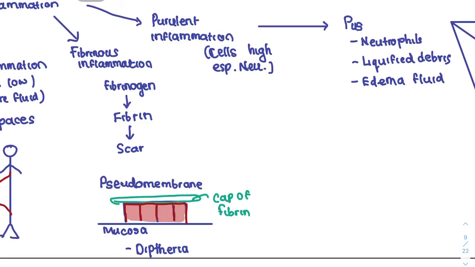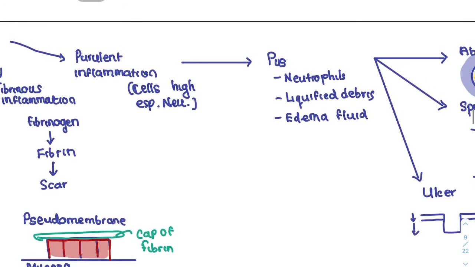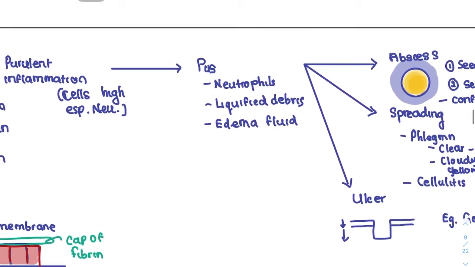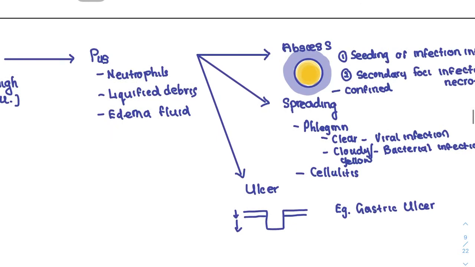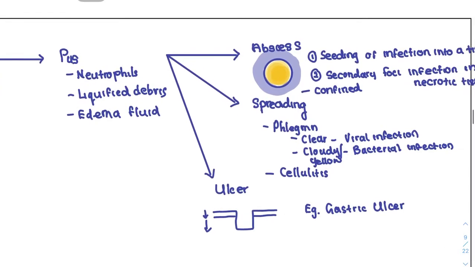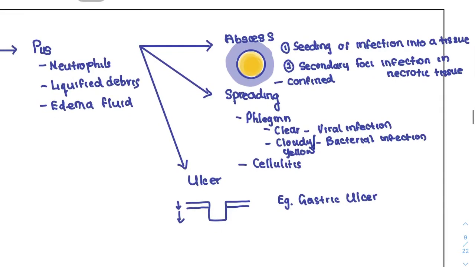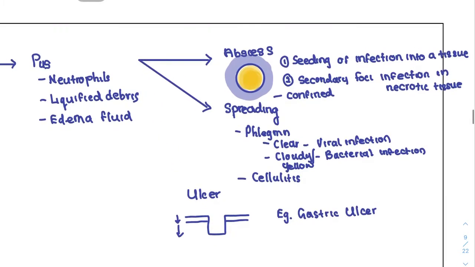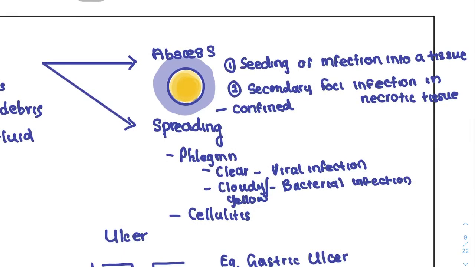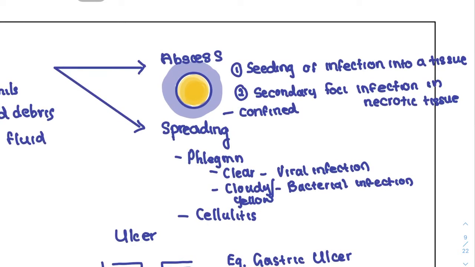The next type is a purulent inflammation. In this, cells are high, especially neutrophils, and the hallmark of this is pus. What is pus? It's an accumulation of neutrophils, liquefied debris, and edema fluid. Now I will take two types here. An abscess. So what is an abscess? An abscess is basically, there's a wall. This is a wall produced mainly by fibrin in an attempt to contain the inflammation in one place.